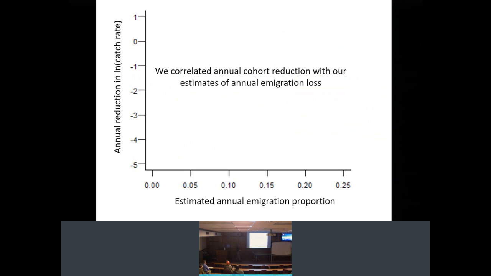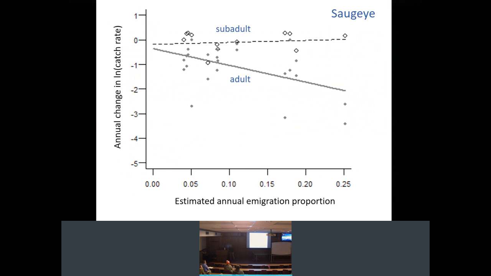So I'm going to show you on the x-axis our estimated annual emigration probability based only on discharge in each of these years, and then the annual reduction in log catch per effort. This is for sauger. First of all, the subadult line at the top shows no relationship between these two things. Not surprising, subadult sauger did not move out of the reservoir. Okay, adult sauger, however, we see a correlation between our estimate of what proportion of the population is leaving and the change in the catch rate. So the more we say are leaving, the larger the decline in catch rate. And so that's one thing.